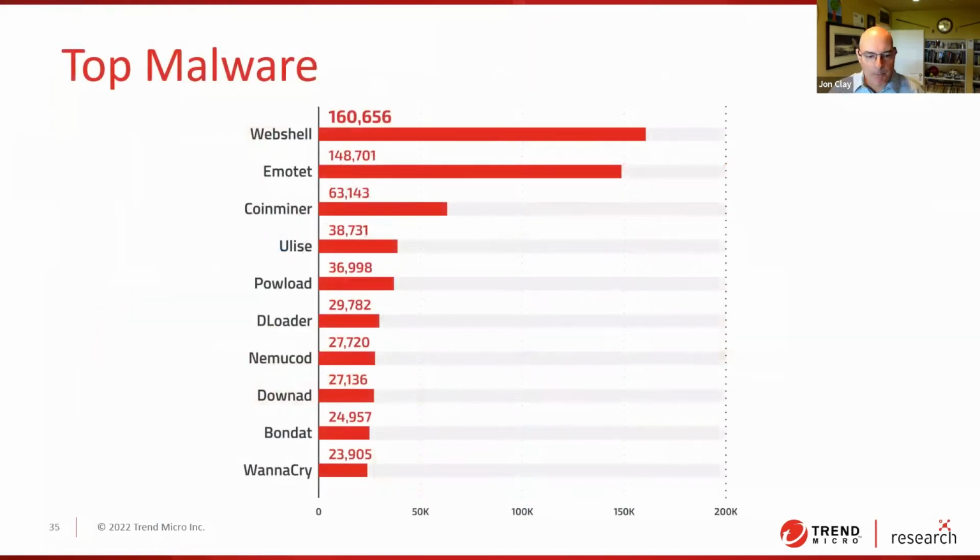Some of the top malware we saw in the first half: web shell was the number one malware detection we saw. That's a piece of malicious code, often written in web development programming, that runs on websites. So they're certainly looking for web servers to target. Emotet, as I said before. Coin miners, I'll talk about that in a minute. The two that I wanted to highlight were Downad and WannaCry.